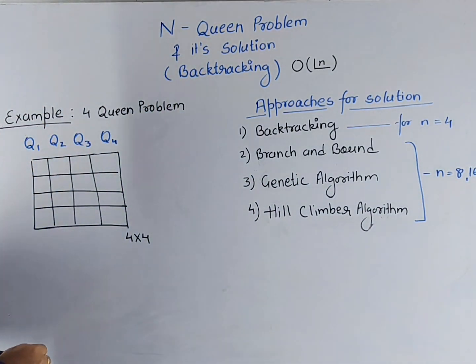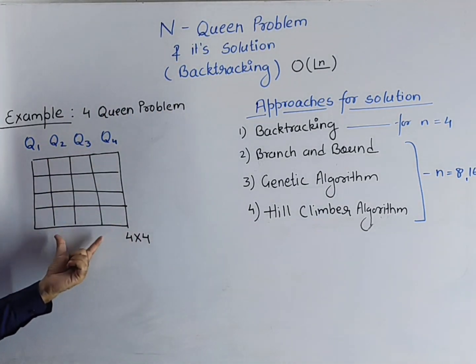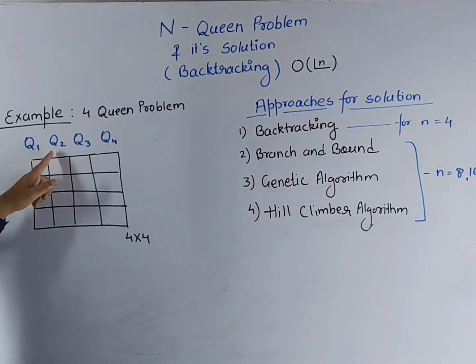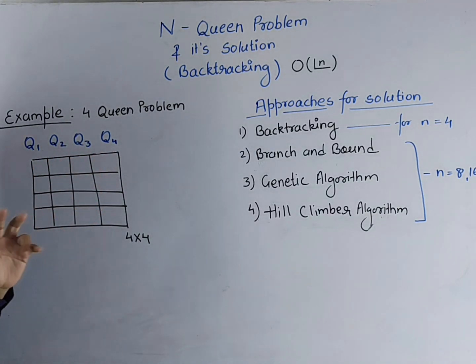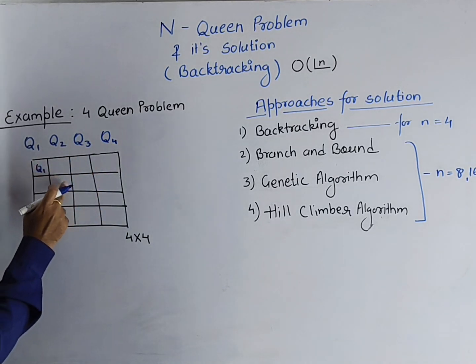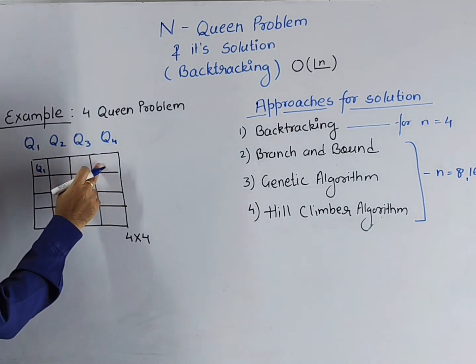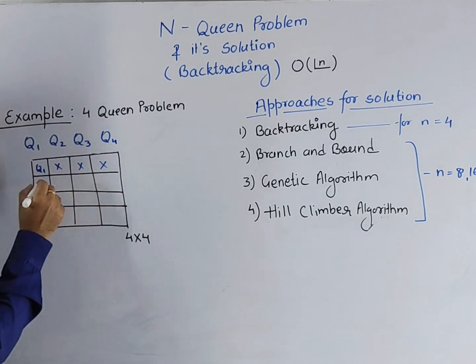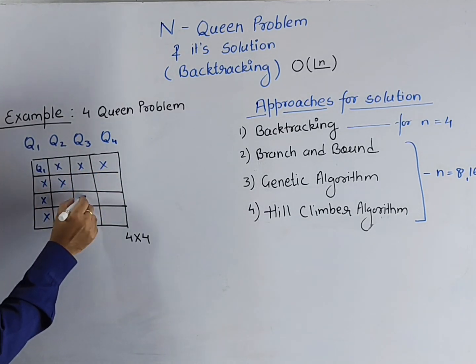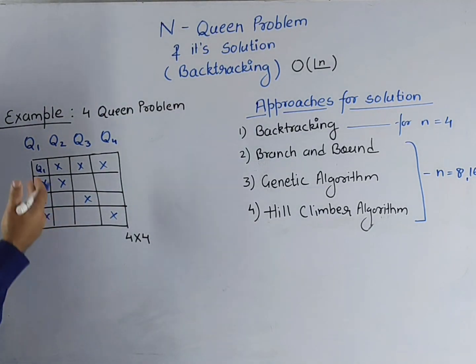So we'll see the most basic example for this, that is the 4 queen problem, where we have a 4 cross 4 chessboard in which we need to place these 4 queens in such a way that no two queens will attack each other. Let us say we place queen 1 here, then we cannot place another queen in the same row, the same column or the same diagonal. So queen number 2 cannot be placed here, here, or here. We can mark these places, and the diagonal as well. Whatever places are left, we can place the next queen there, and in this manner we have to place all the queens.